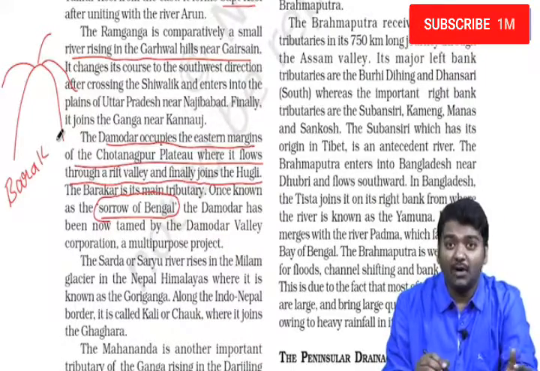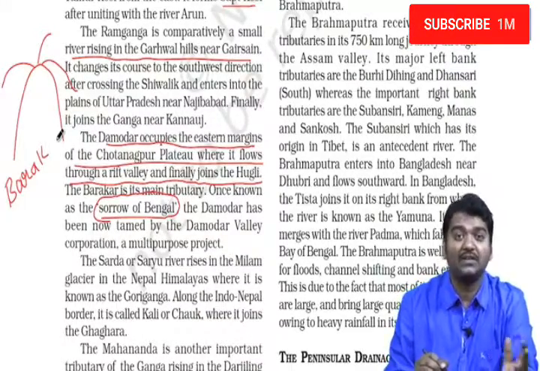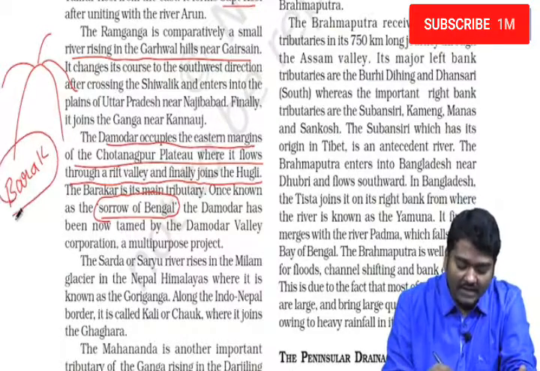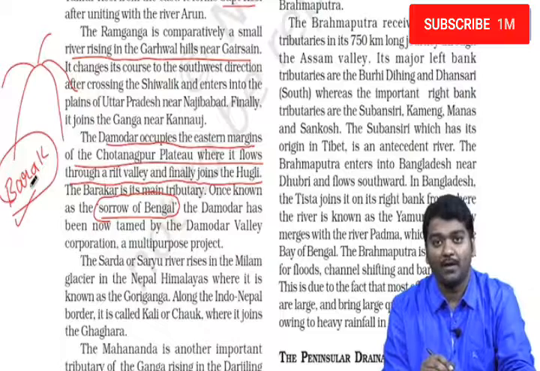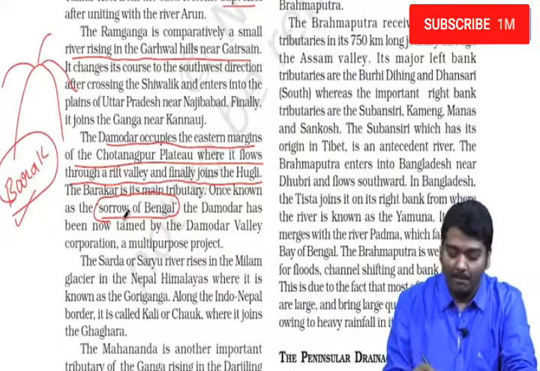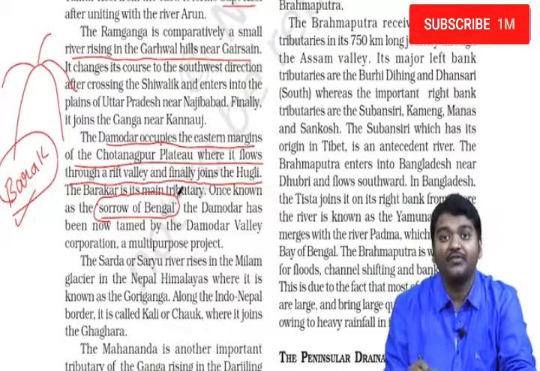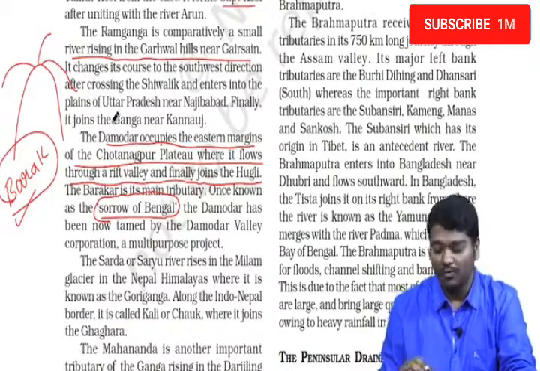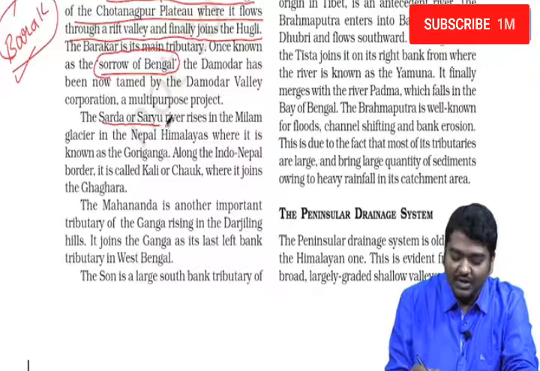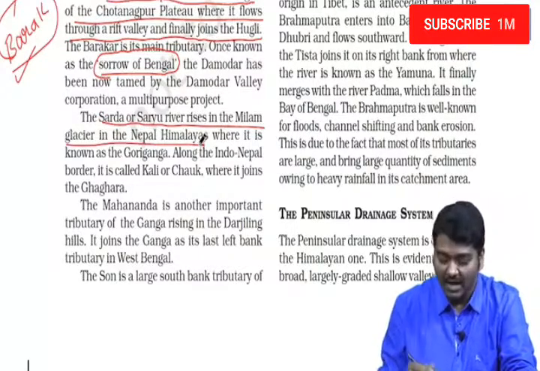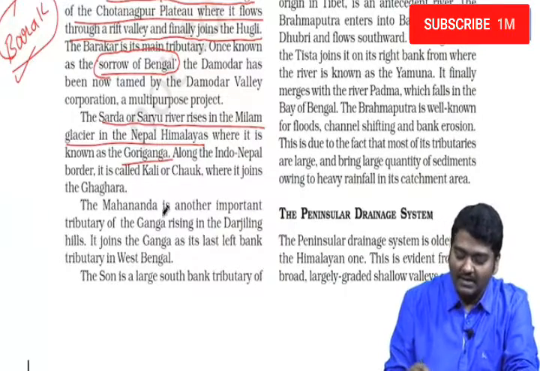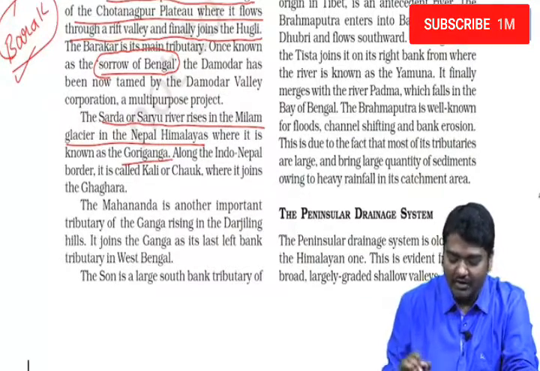Remember guys, there is something called Barak river, which I was discussing in the previous paper as well. Barak river is a tributary of Meghna. Barakar is a tributary of Damodar, and Damodar in turn is a tributary of Hooghly. Sarda or Saryu river rises in the Milam glacier in the Nepal Himalayas, where it is known as Gori Ganga, not so important. Mahananda is another important tributary of Ganga.